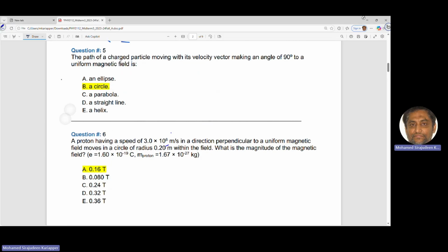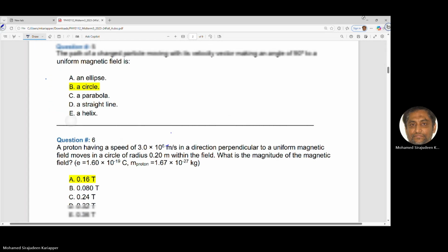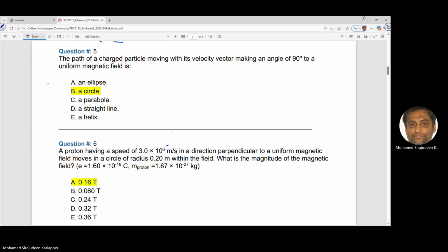Number 5. The path of a charged particle moving with velocity vector making an angle of 90 degrees to a uniform magnetic field is a circle. Because the magnetic force will always be perpendicular to the velocity and the magnetic field.